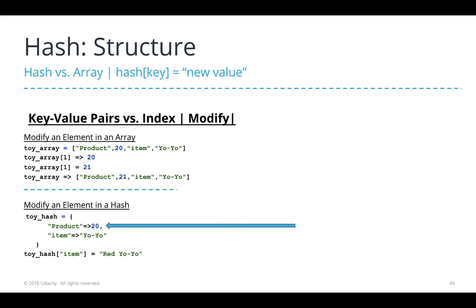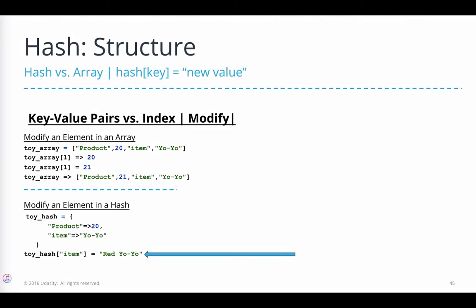Here we have our toy hash with 2 key value pairs: product as a string and key, and 20 as a value, item as a string and key, and yo-yo as a value. To modify a value, we simply call on that key and reassign its value. So here we have toy hash, hard brackets, calling on the key as a string item, and using the assignment operator, assigning a new value of red yo-yo. So now toy hash is made up of 2 key value pairs: product as a string and key with 20 as its value, item as a string and key, and now red yo-yo as a string value.